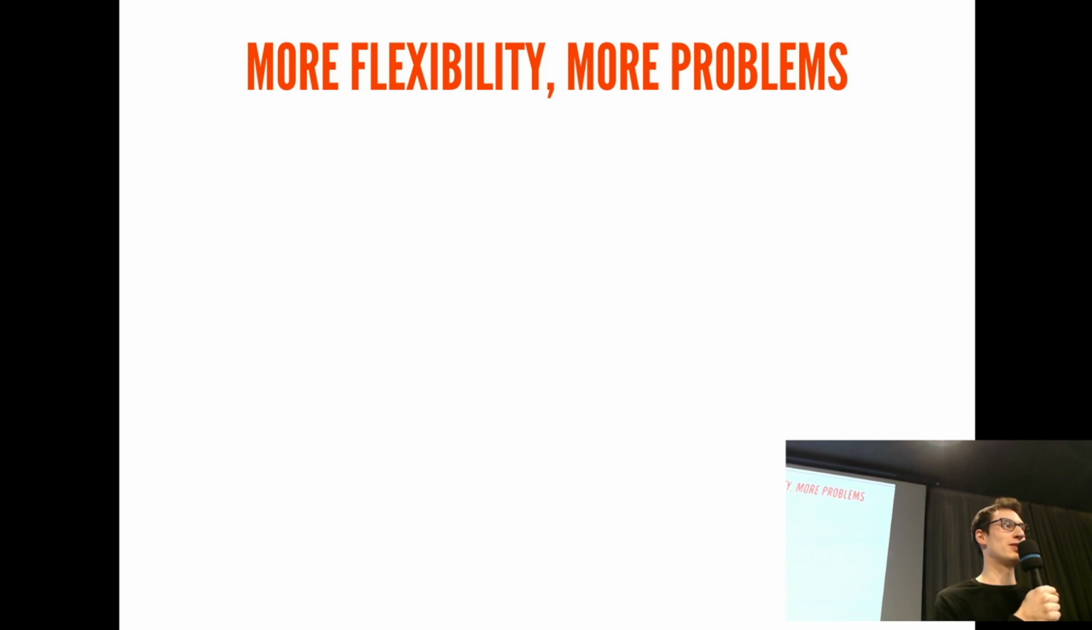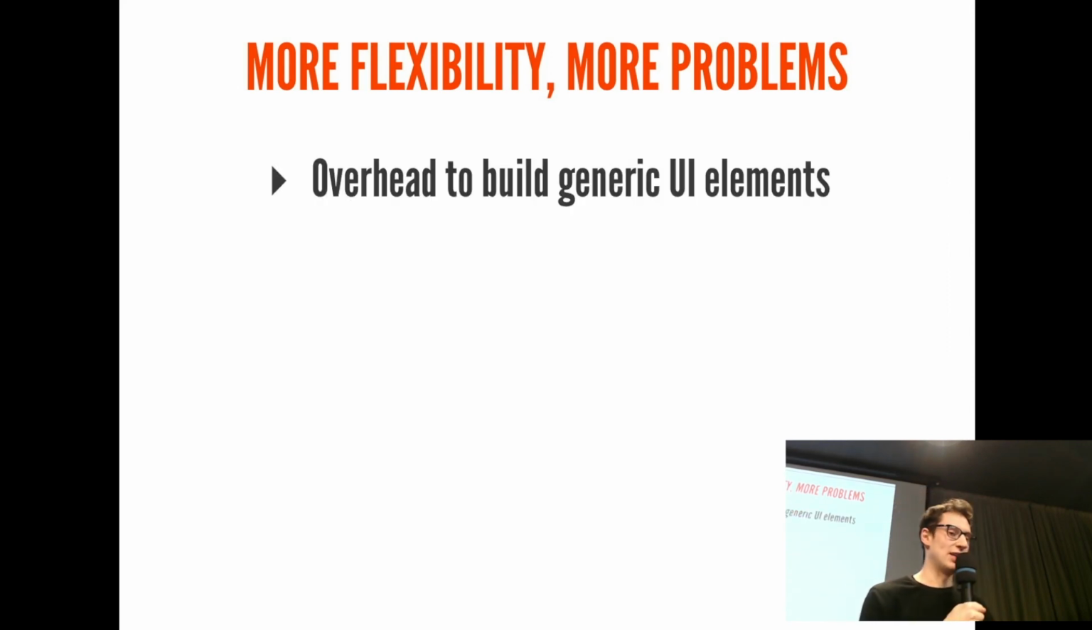Nothing comes for free in software engineering. What we saw is a very flexible approach, but there must be some problems. What I think is that in general, when you have to build a generic UI element to render on the screen, it's much harder than when you build a button that you want to show on a specific screen where you know where it is and you know what the content is.